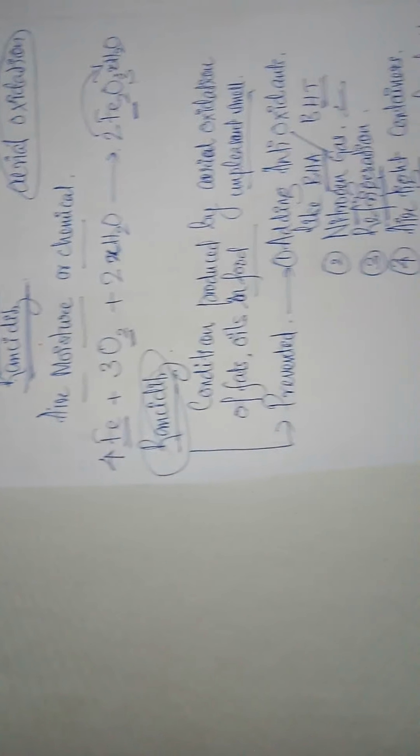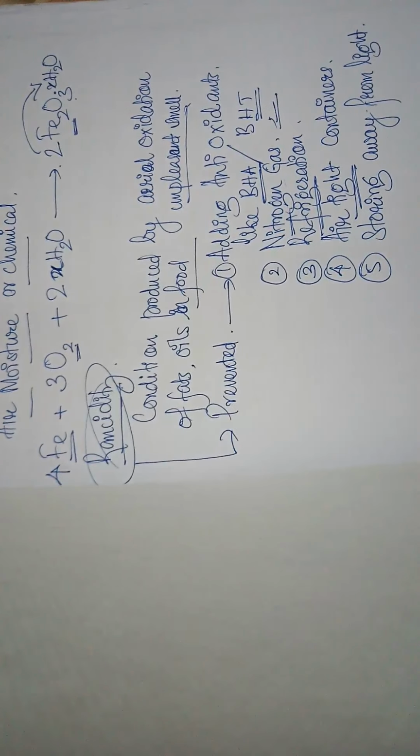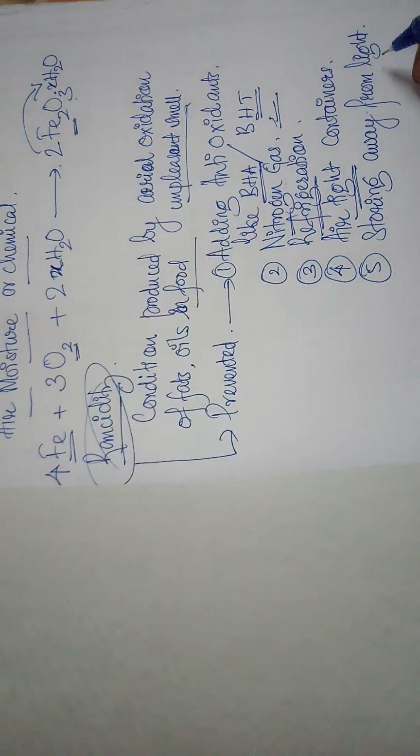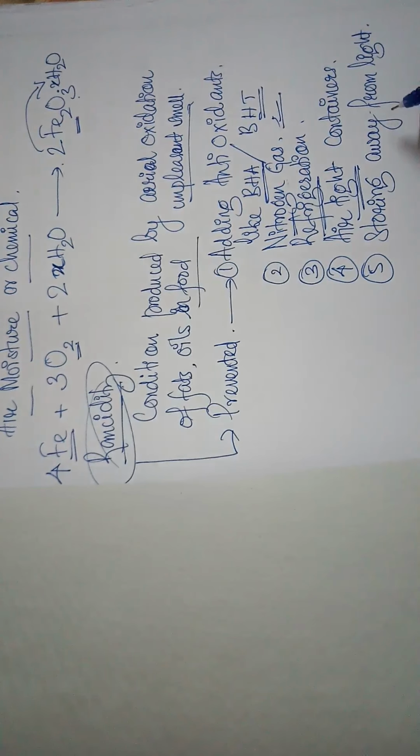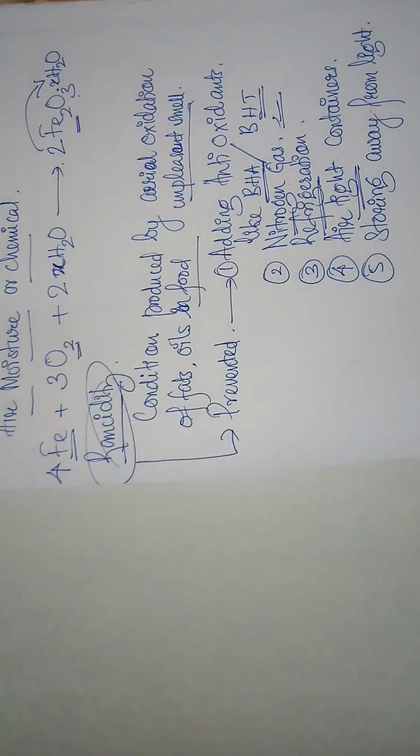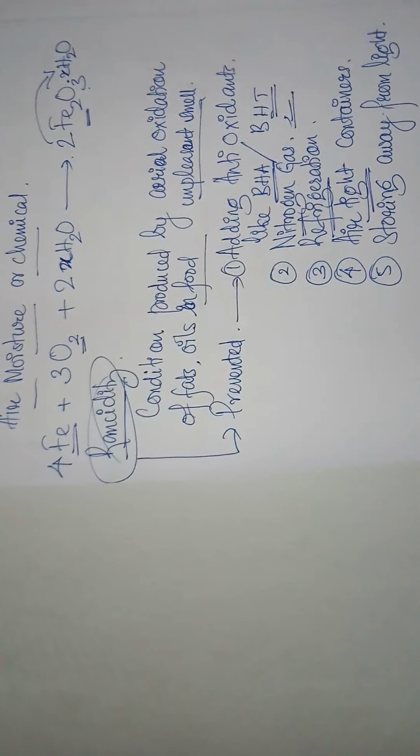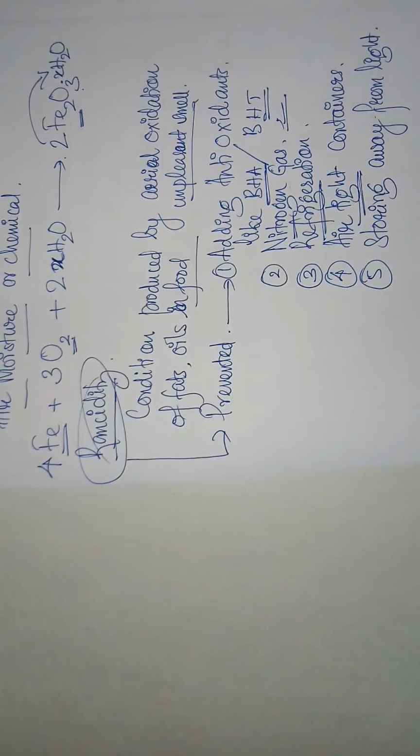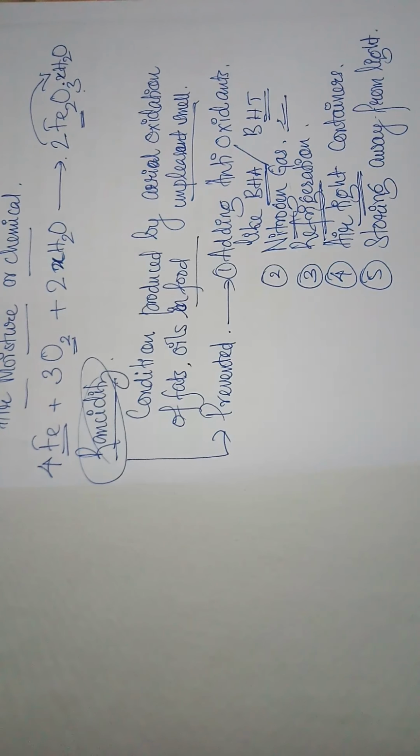Next, storing away from light. In the absence of light, the oxidation of fats and oils present in food is slowed down, and hence the development of rancidity is retarded.